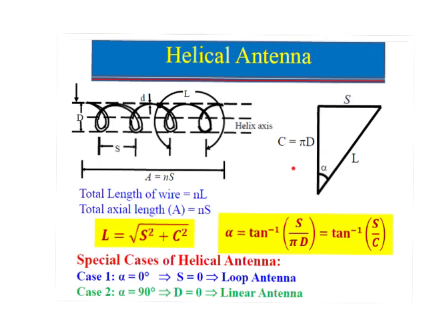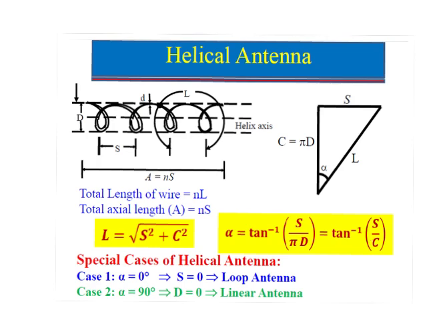The length corresponding to this triangle representation is given by square root of S square plus C square. The angle formed between this hypotenuse and the adjacent side is alpha, and it is tan inverse of S divided by pi d, the ratio of the opposite side to the adjacent side. The opposite side is S, the adjacent side is C, that is pi d. So, alpha is tan inverse of S by pi d, or tan inverse of S by C.